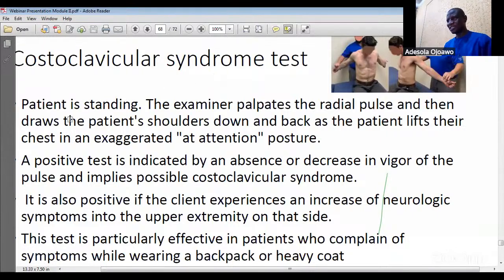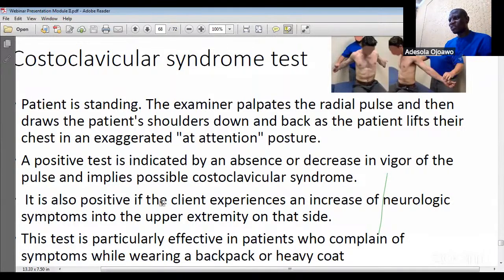Postclavicular syndrome. Yes, the patient is standing, the examiner palpates the radial pulse, and they now try to take the hand to the back. So when you take the hand to the back, you palpate the pulse again. A positive test is indicated by an absence or decrease in the strength of the pulse and implies possible postclavicular syndrome. Maybe at the clavicular region, there's a problem there, and the vessel there is being impinged. Call it postclavicular syndrome.